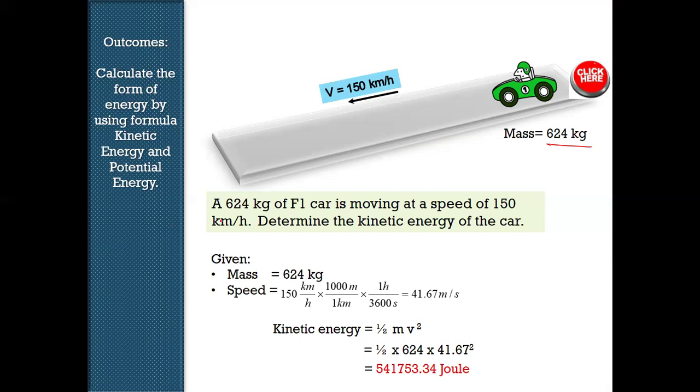Now let's read the statement. They say to us, a 624 kilogram F1 car is moving at a speed of 150 kilometers per hour. Determine the kinetic energy of the car. Let's move the car down the slope. Oh, it really moved with that velocity. But now, how are we going to calculate its kinetic energy?